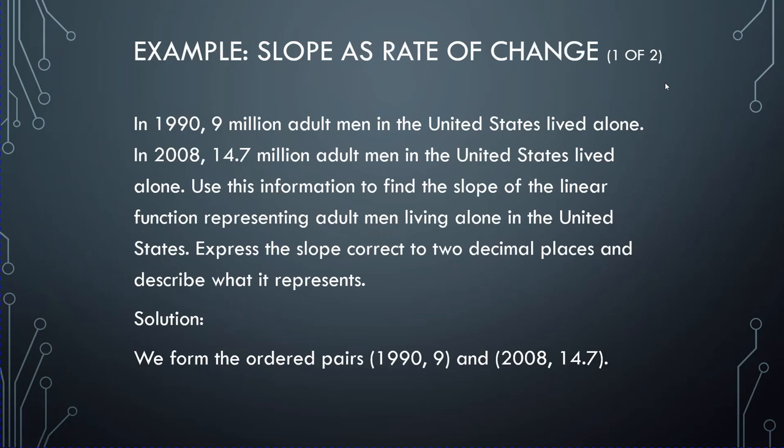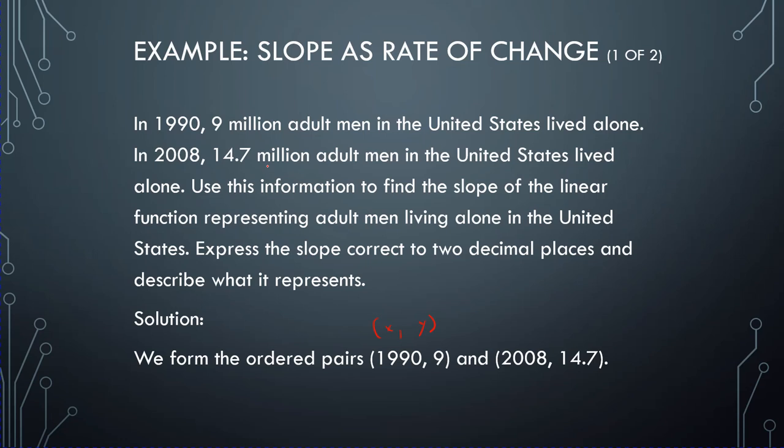And I'll show you an example here. This data is pretty old, but we'll go with it. In 1990, 9 million adult men in the United States lived alone. So look here, you have two variables. We're going to think about this as ordered pairs. My independent variable here is going to be the year, 1990. So think about that as my x. And the dependent variable here is going to be the number of men who live alone. So I'm grouping this as an ordered pair. Now in 2008, this number had gone up and 14.7 million adult men in the United States lived alone.